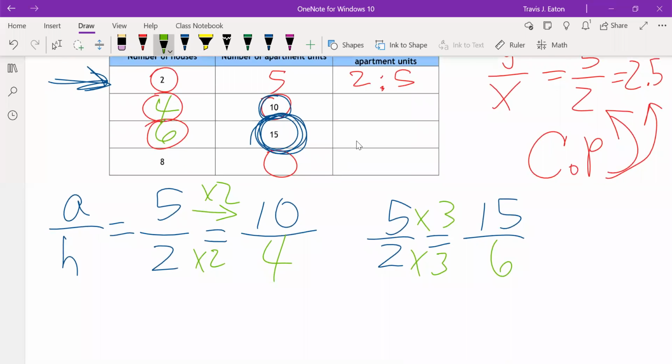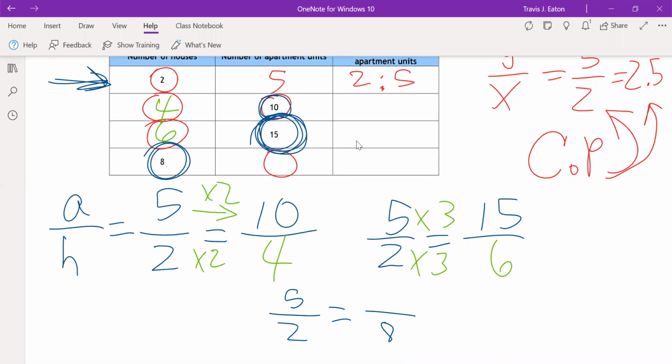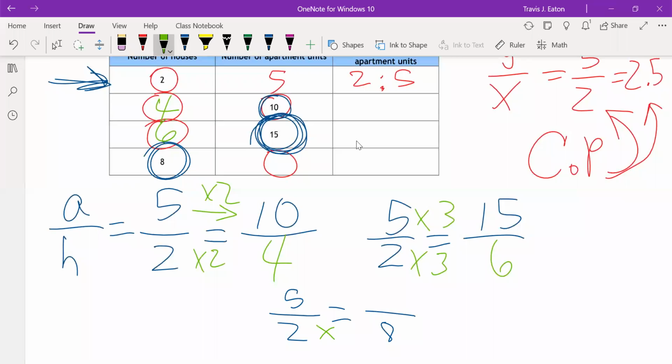Okay. And then the last one, we're looking for the number of apartments. We have 8 houses. How many apartments would that be? Well, we can set up that proportion again. Our ratio of 5 to 2, only this time they gave us the number of houses to be 8. So how do I get from 2 to 8? Well, I have to multiply by 4, don't I? 2 times 4 is 8. I do the same thing in the numerator here, and 5 times 4 would be 20. So I would have 20 apartment units if I had 8 houses.